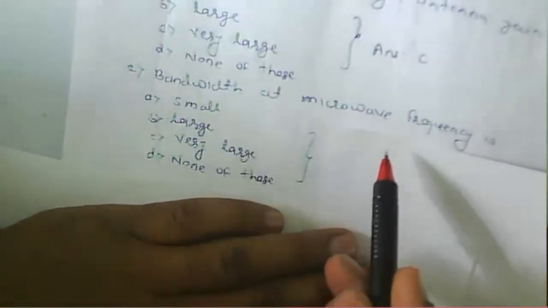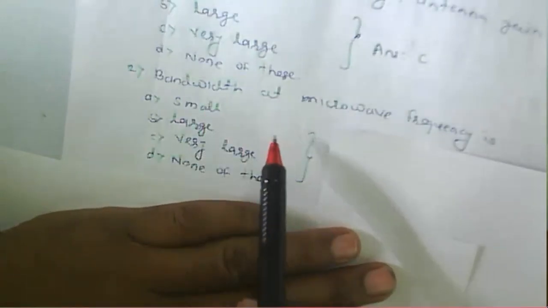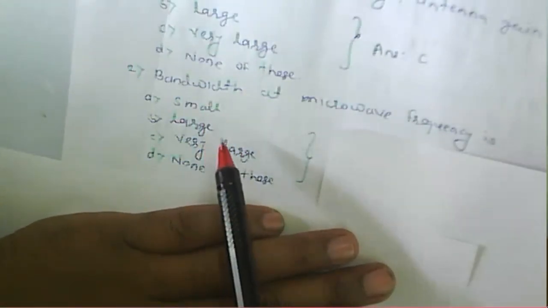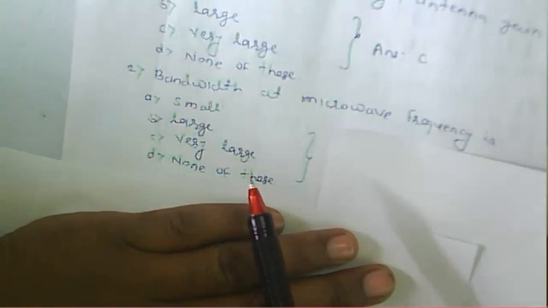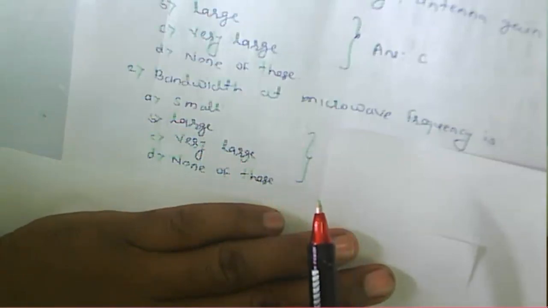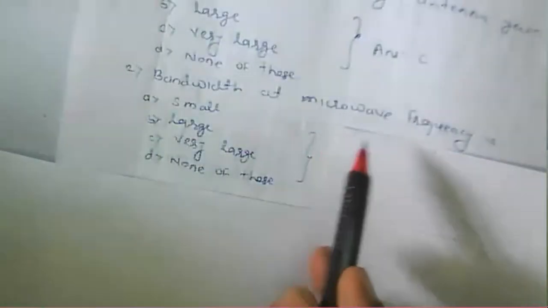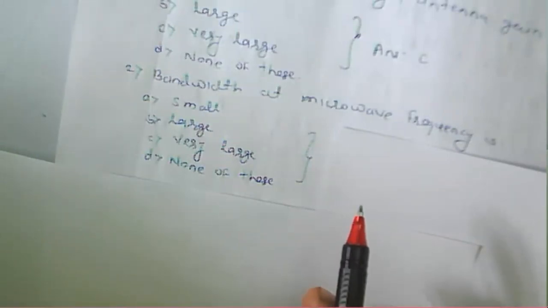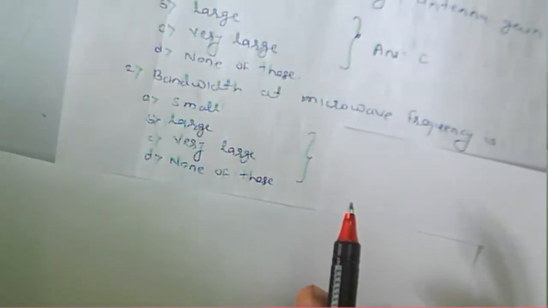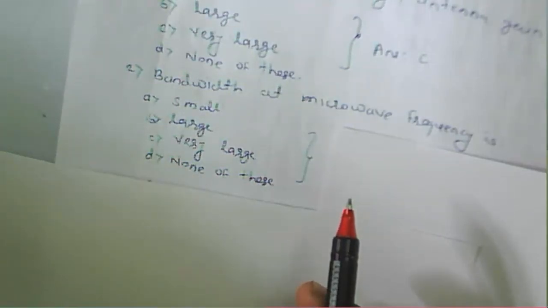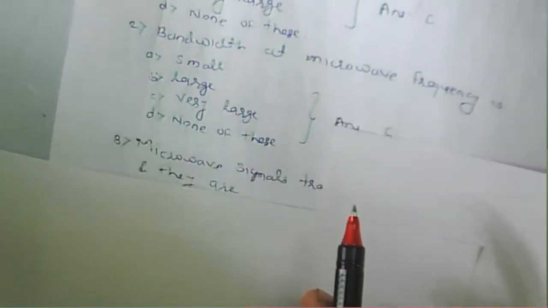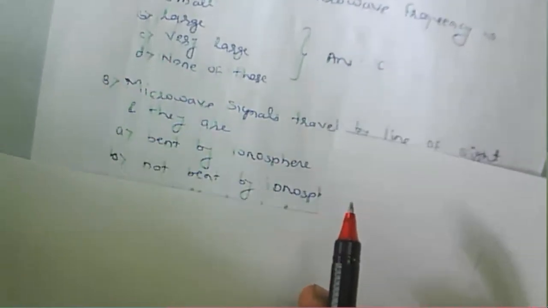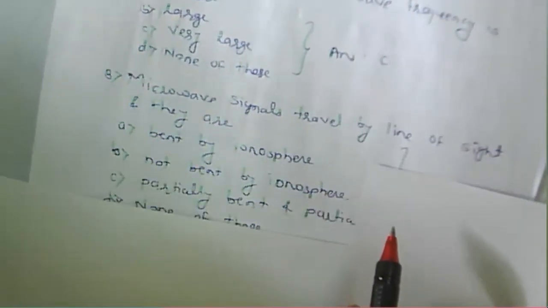Bandwidth at a microwave frequency is small, large, or very large. Write down your answer, all of you. Bandwidth at a microwave frequency, whether it is small or large. Most of the people say C, right? Correct. It is C there. Bandwidth is large there.